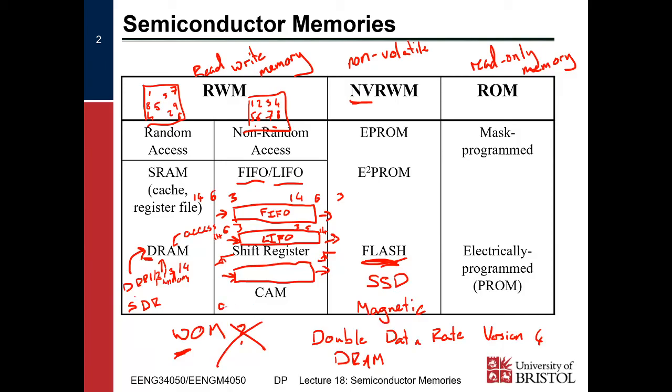CAM, or content addressable memory, is a bit of an odd one. It's sort of halfway between the two in that you can access it somewhat randomly, but you can't tell it where to access it, right? With a content addressable memory, we use these for caches.